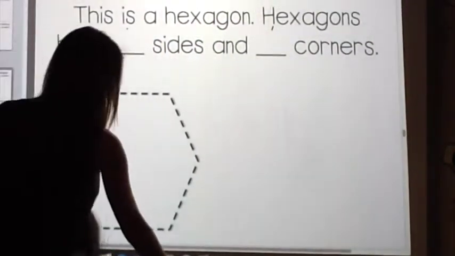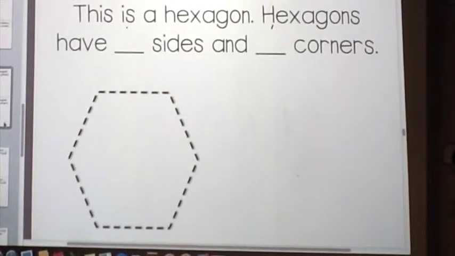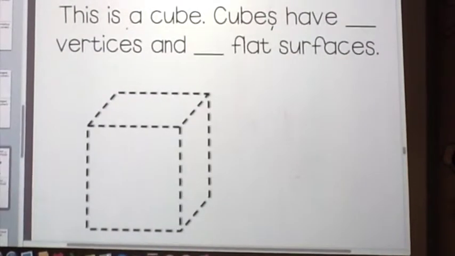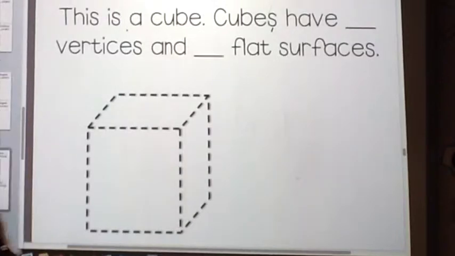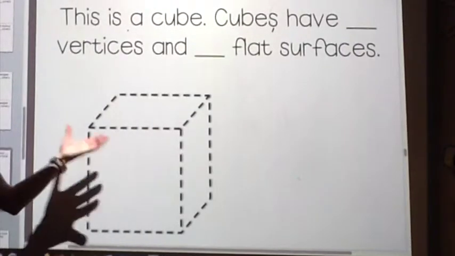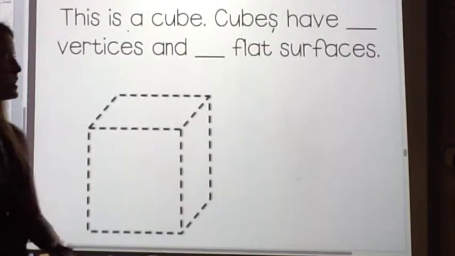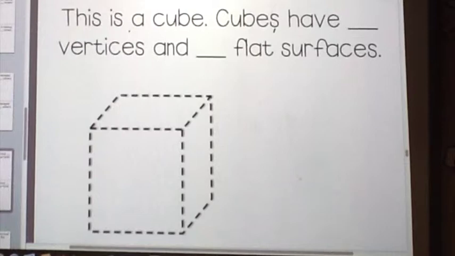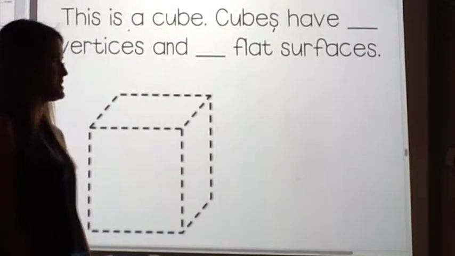We are actually moving on to the 3D shapes now. If you think the hexagon was hard, wait till you see this one. All right. We have some 3D shapes now. Our first 3D shape that we have is known as a cube. Cubes have blank vertices and blank flat surfaces.